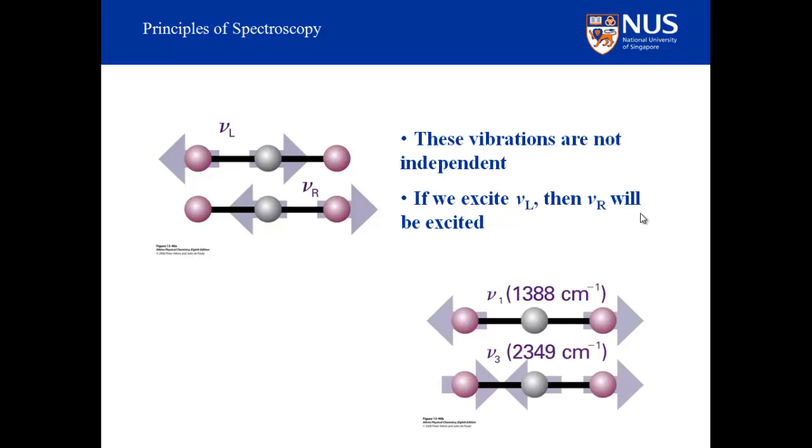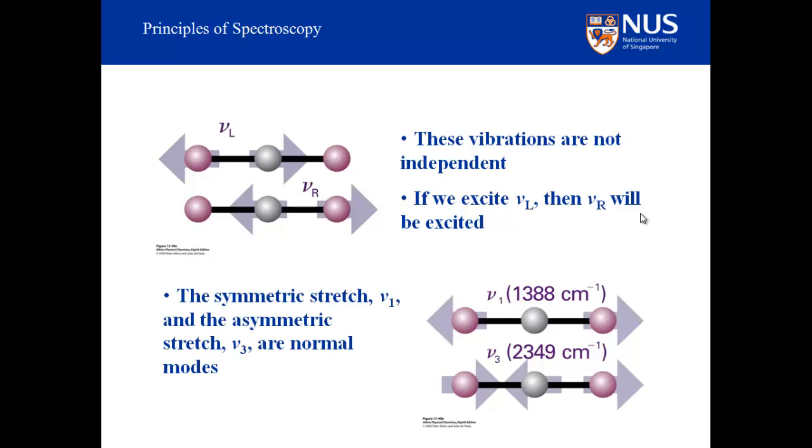The normal modes of vibration associated with stretching in carbon dioxide are in fact a linear combination of the left and right vibrations. If we add the left and right vibrations together in phase, then we will get the symmetric stretch, nu1. And if we add the left and right vibrations together out of phase, then we get the asymmetric stretch, nu2. This time, exciting the symmetric stretch does not lead to the excitation of the asymmetric stretch.